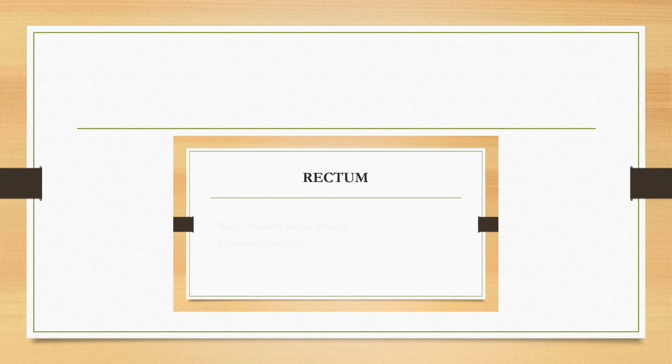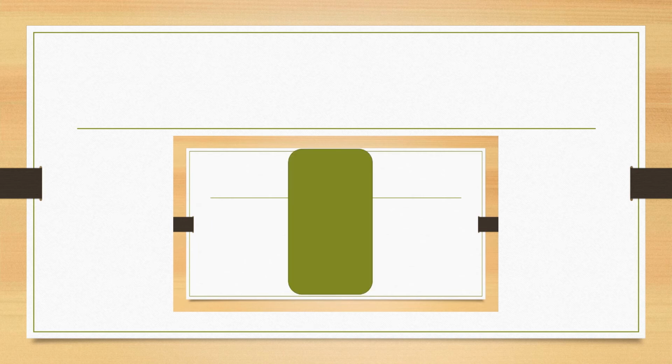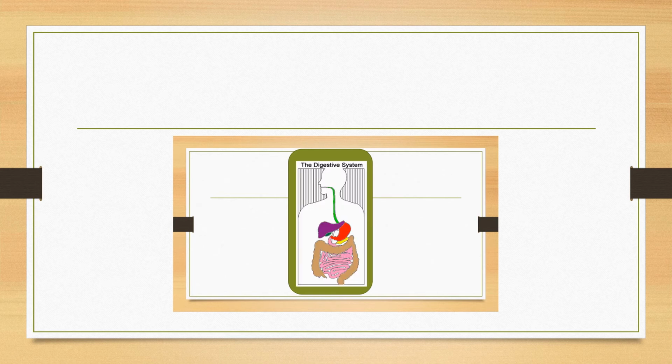The last organ is the rectum. It is where waste products pass through. So elimination happens. Those products that were not absorbed by the small intestine and the large intestine will be excreted through the rectum. So let us summarize or recap the different organs of the digestive system.